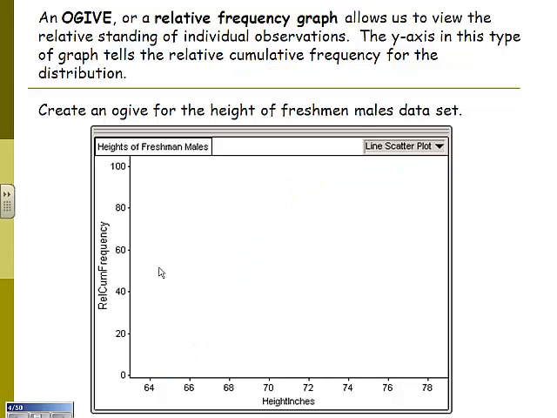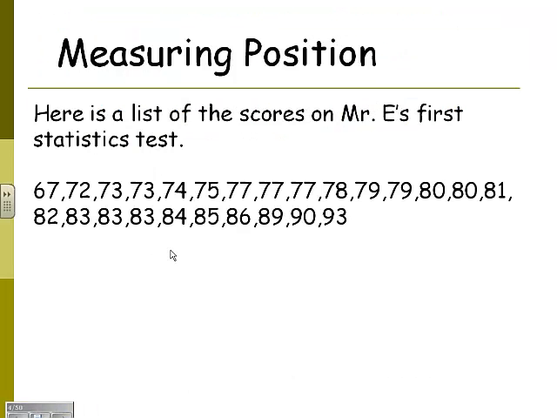Alright, so now that you've seen one of those, you should be good to go with those types of things. Like I said, we'll do some practice tomorrow. So if we go to our next topic, here's a list of the scores on Mr. E's first statistics test. What I'd like for you to do is enter all these into list 2 on your calculator, and then use one of our stats to calculate the mean and the standard deviation.